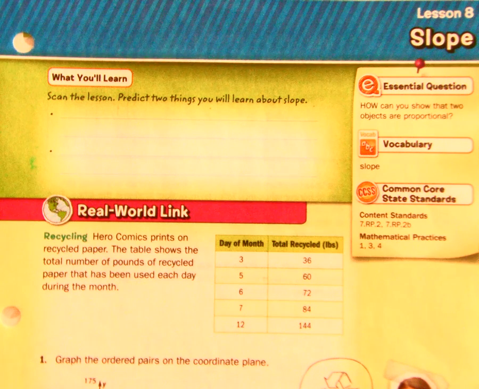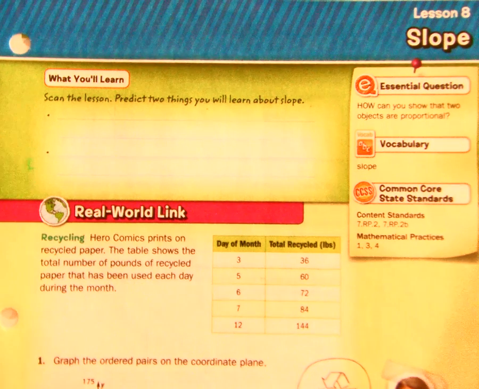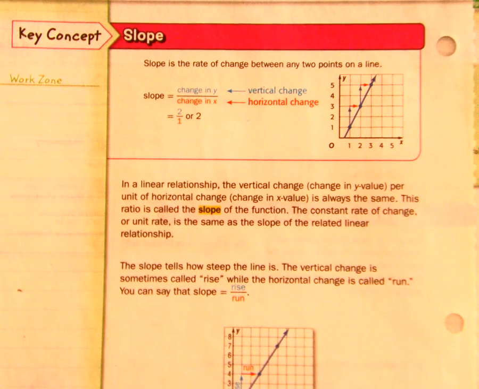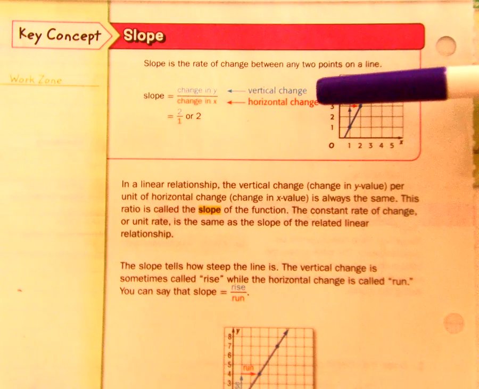Lesson 1.8, Slope. Slope is the rate of change between any 2 points on a line. So slope is the change in y over the change in x.